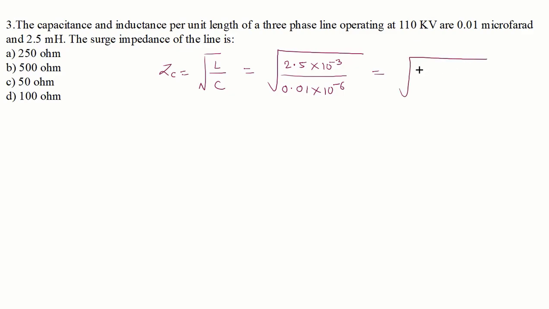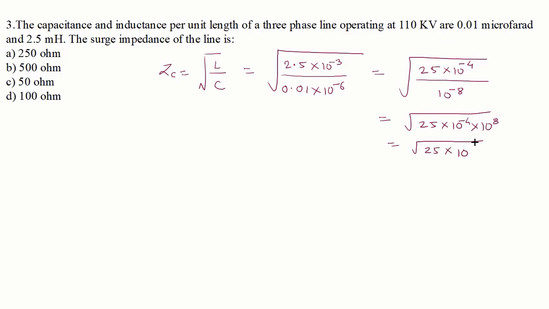If we simplify this, 2.5 we can write as 25 into 10 raised to minus 1, into 10 raised to minus 3, that is 25 into 10 raised to minus 4, divided by 10 raised to minus 2 into 10 raised to minus 6, that is 10 raised to minus 8. So this will be 25 into 10 raised to minus 4 into 10 raised to 8, which is the square root of 25 into 10 raised to 4. If you take the square root, root of 25 is 5, root of 10 raised to 4 is 10 raised to 2. So this will be equal to 500.